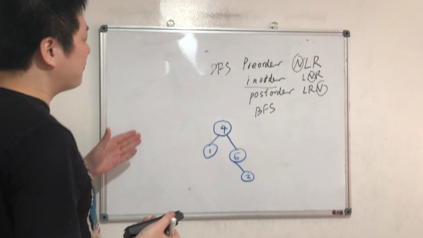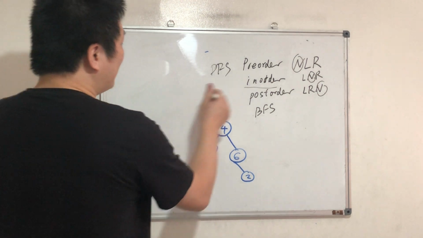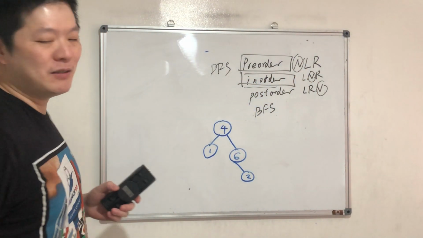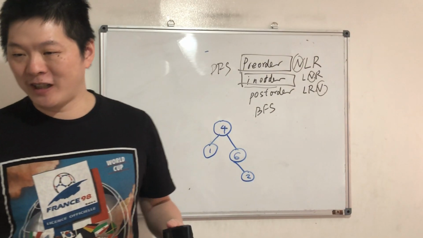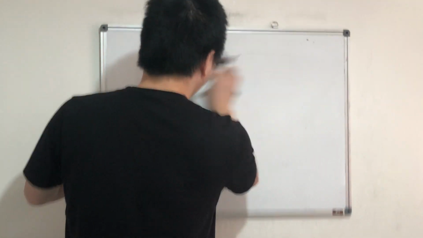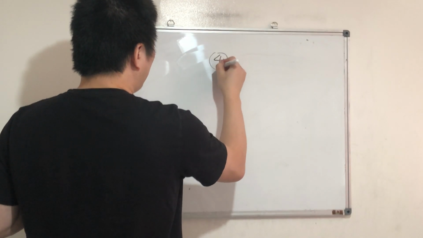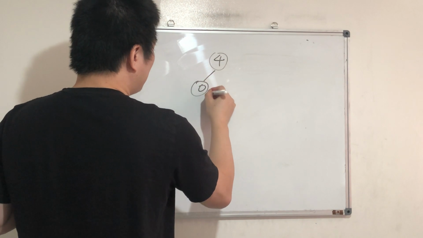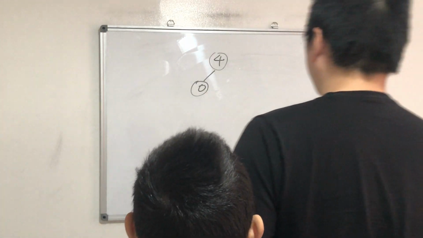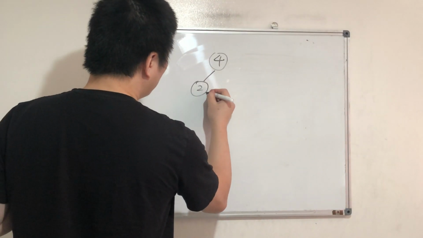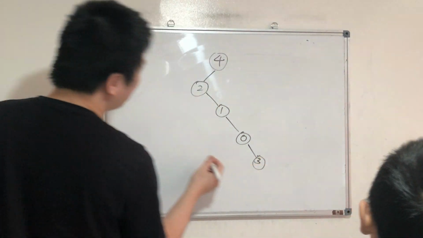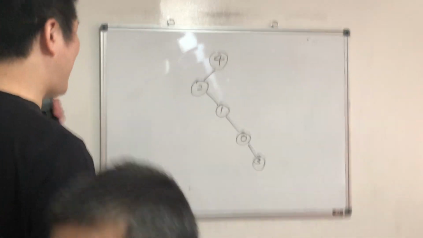So if we are given a pre-order and in-order, we can determine a binary tree, right? Yeah. So let's do an example. 42103. Okay. That looks really unbalanced. Yes, well done.